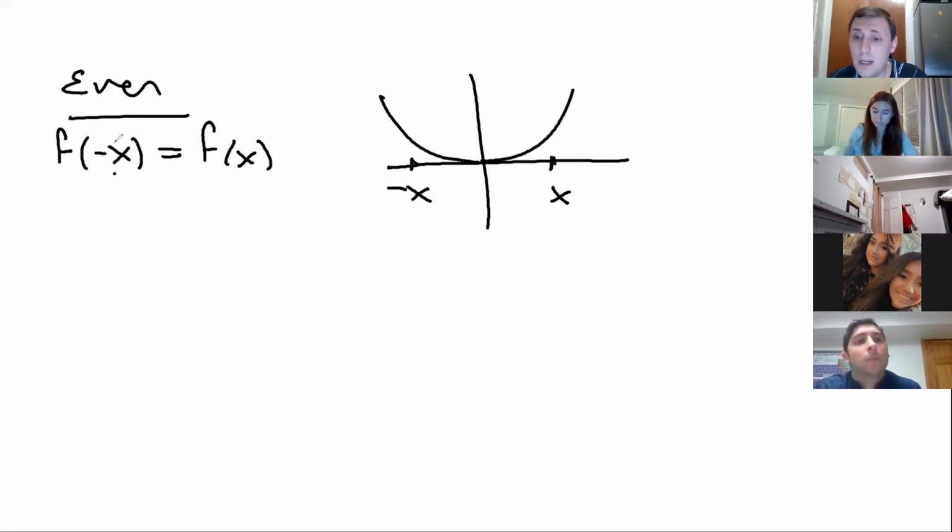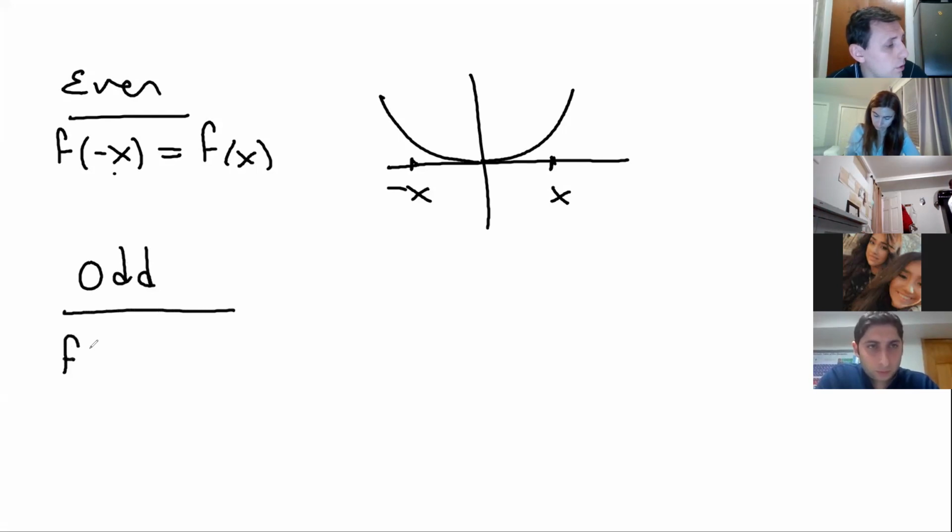That's called even. We can discuss the analogy, but then we also have odd. Would you remind me what is odd? If you give the negative of the input, you get what?